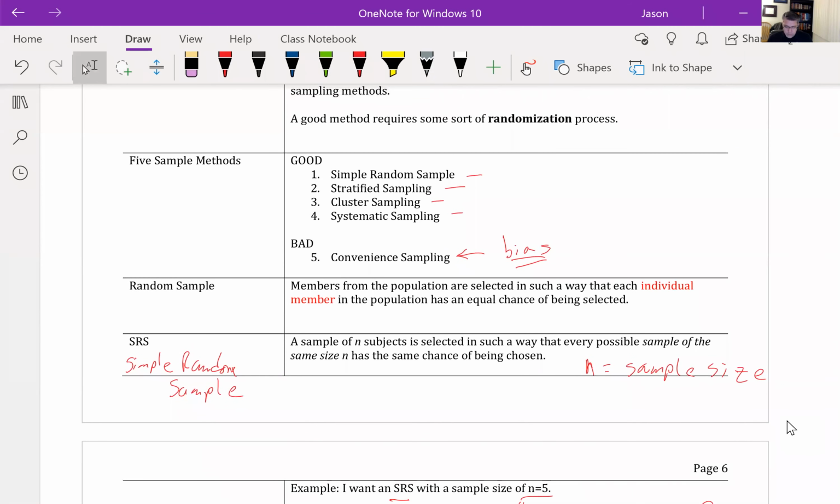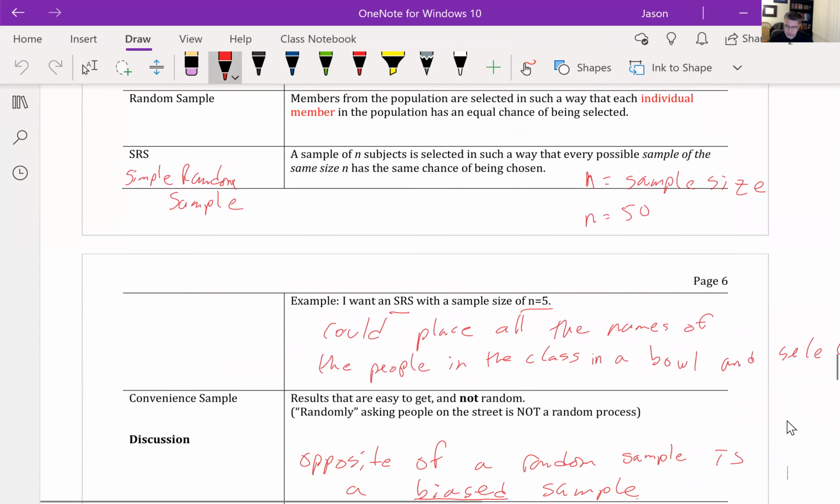Simple random sample: a sample of n objects is selected in such a way that every possible sample of size n has the same chance of being chosen. We represent n as the sample size. So we're just randomly selecting a sample. Say we wanted a sample size of 50. Say that n was equal to 50. Then we would just get that as our random sample size.